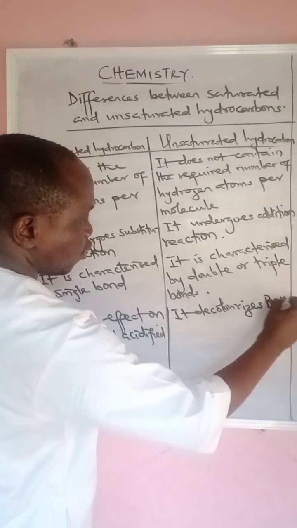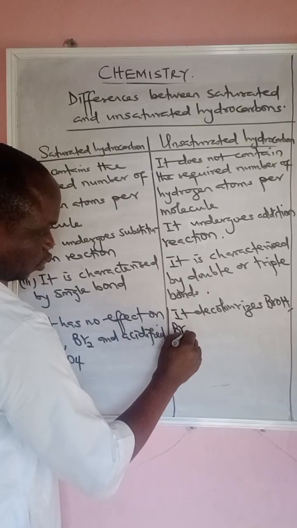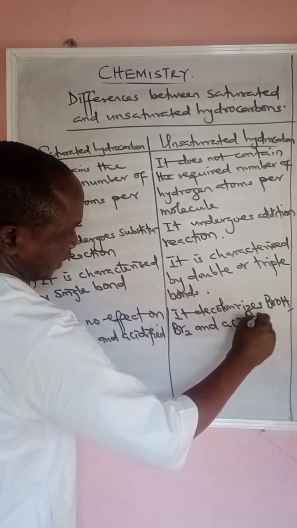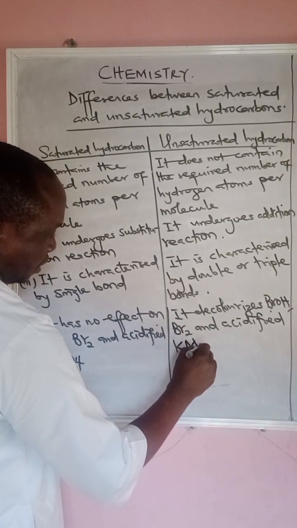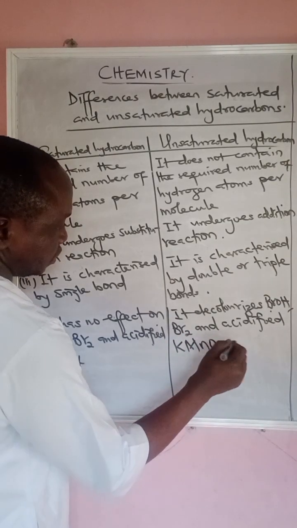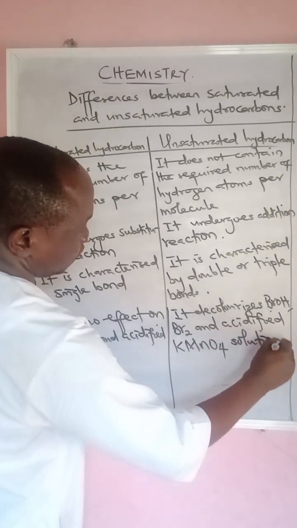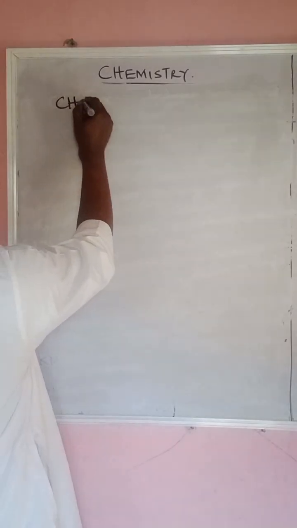Bromine water, BrOH, we call it bromine water, bromine gas, Br2, and acidified potassium tetraoxomanganate(VII) solution. So these are the differences between saturated hydrocarbon and unsaturated hydrocarbon. Chemical tests.